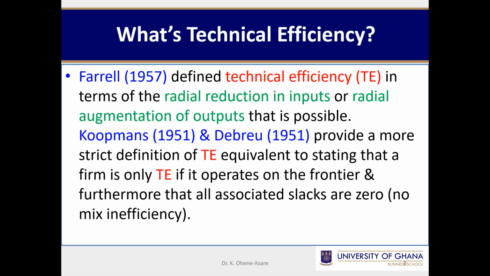But before then, Koopmans and Debreu have given a strict definition of technical efficiency. And that strict definition is important. According to them, a firm is said to be technically efficient only if it operates on the frontier. Now, you might be wondering, what is the frontier? The frontier, we are going to look at it and draw it and understand it in total. Only if the firm is operating on the frontier, and furthermore, there are non-zero slacks.